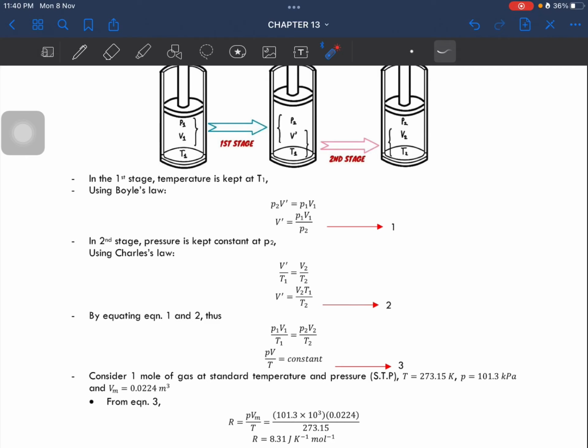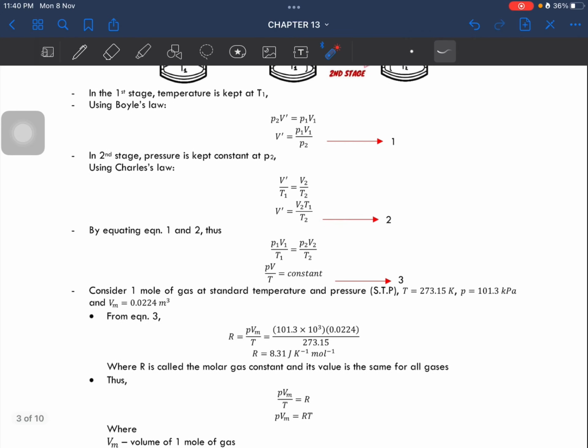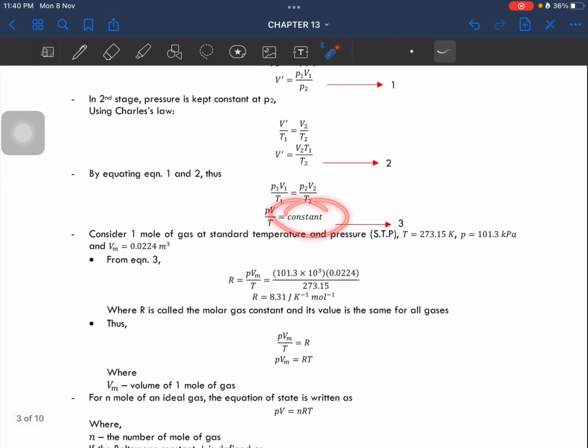So we can get this. Oh, I haven't rearranged this. I'm going to rearrange that for your notes. So basically we will obtain this equation for the first stage, and this is for the second stage. If we equate them together, we get an equation which is PV over T equal to constant.